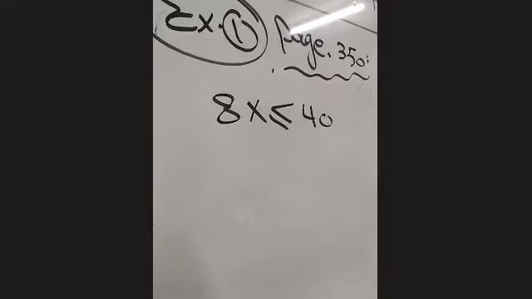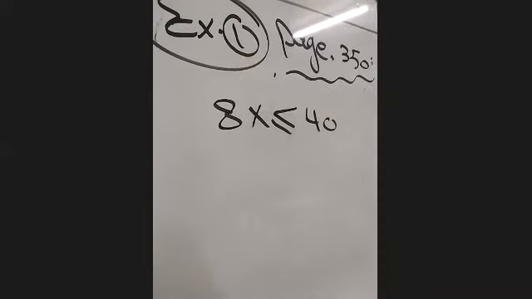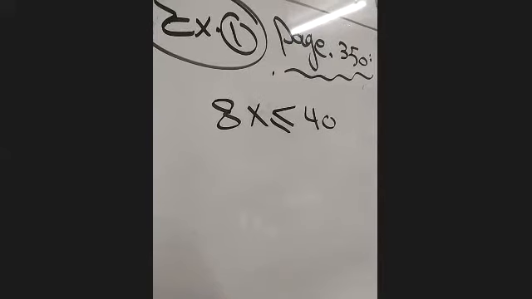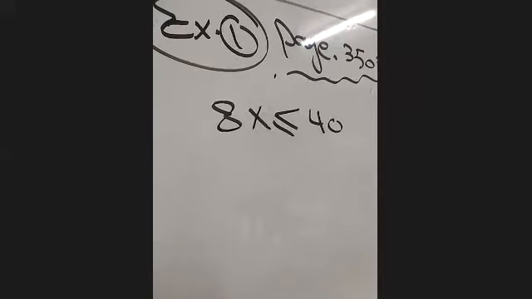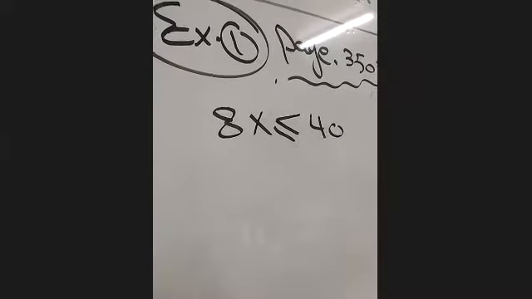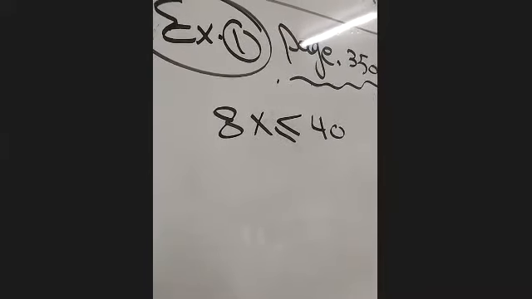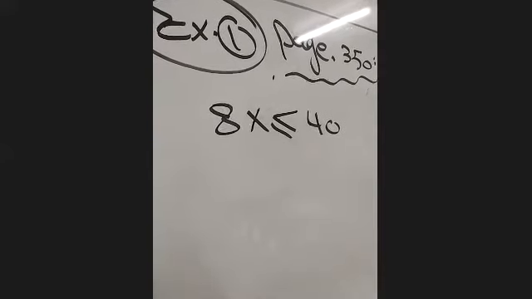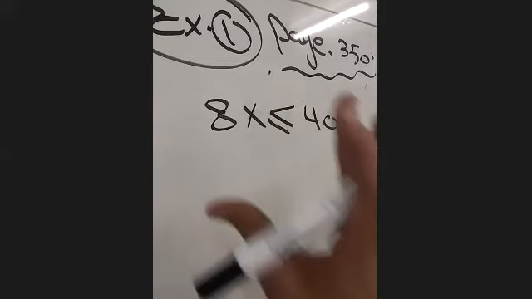What will I do in the first step? Divide by 8 on both sides. No, we won't divide by 8. What's the first step? We rewrite the inequality again. Do not work on the question, guys. Write it again, okay? So it's 8x less than or equal 40.